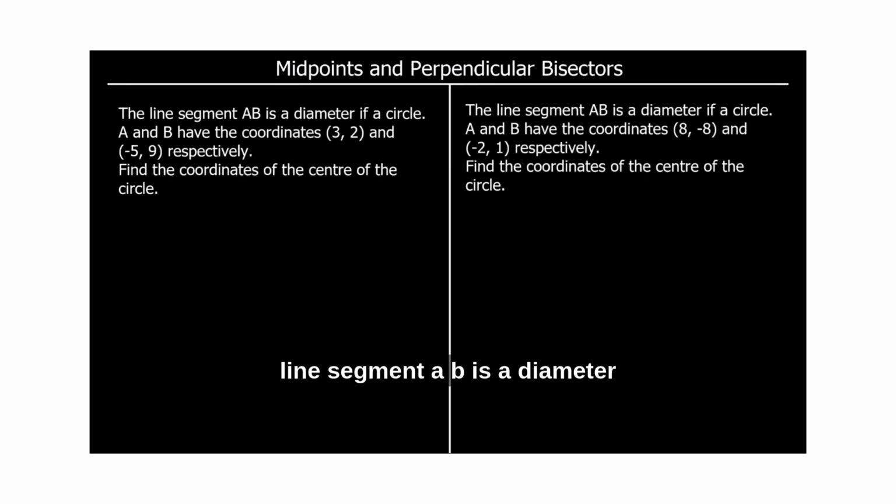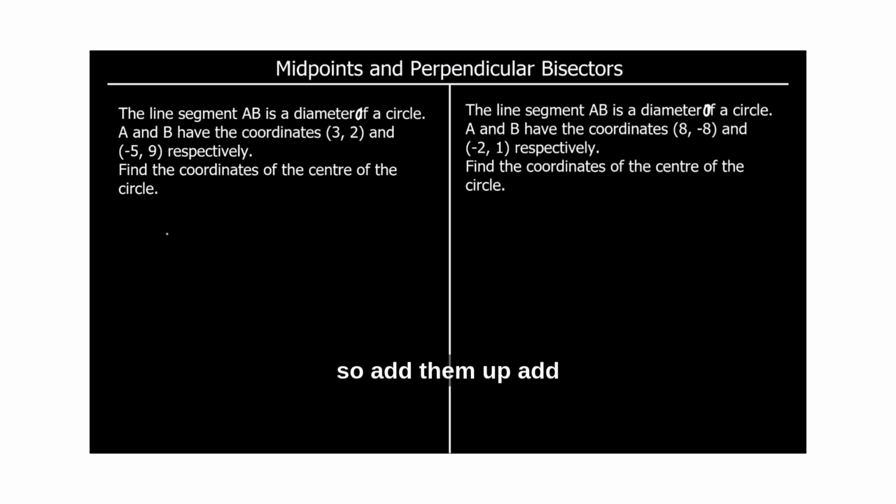The line segment AB is a diameter of a circle. A and B have the coordinates 3, 2 and -5, 9 respectively. Find the coordinates of the center. So the middle of the diameter is the center of the circle, so it's the same question as the last one. So find the midpoint of A and B.